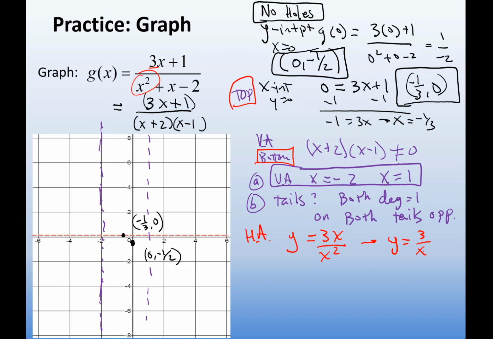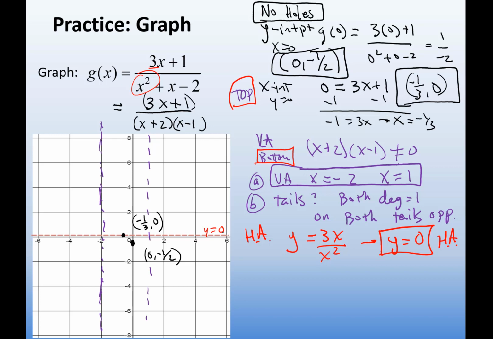Well, what is 3 over x? As x goes really big, 3 divided by a really big number is going to 0. That is my horizontal asymptote. Now I got better on this graph. I took the vertical ones off, but this one, the horizontal one, was still there. So there's my y equals 0 horizontal asymptote.